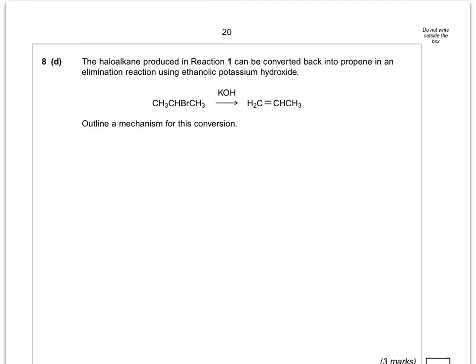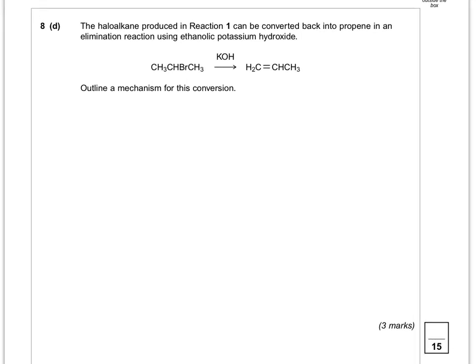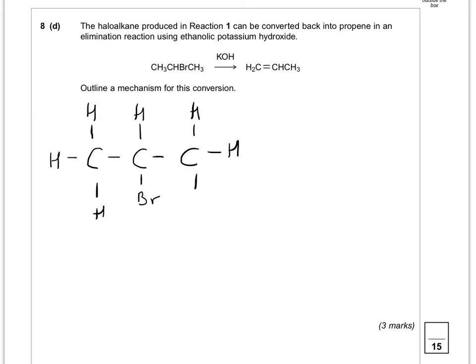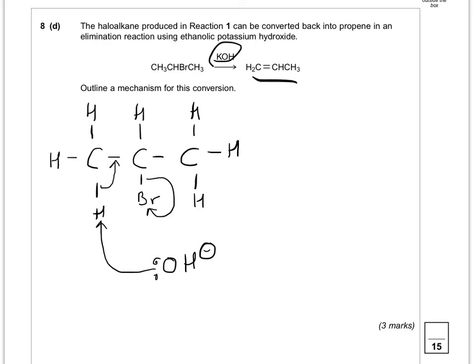And then a final mechanism question. The haloalkane produced in reaction 1 can be converted back into propene in an elimination reaction using ethanolic potassium hydroxide. So you've got to just write a mechanism for that. So you've got your bromoalkane, got your OH minus. Remember, it's not KOH that's going in there, it's OH minus. That OH minus grabs an H, the H bond breaks, it makes a double bond between the C's, and the Br leaves, and that forms your double bond again. That's all that's needed, no need to draw the product.